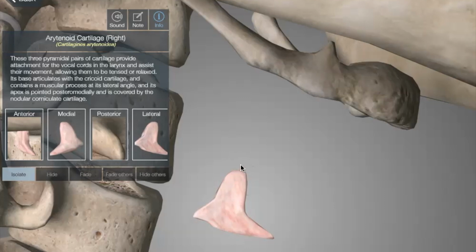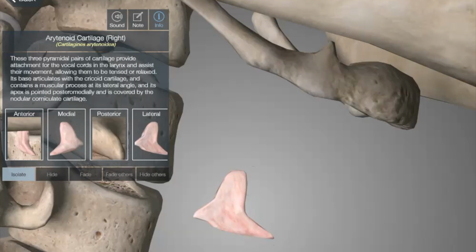It's a small one. What does the vocal process articulate with? The vocal ligaments. What does the base articulate with? The superior part of the cricoid cartilage. What does the muscular process articulate with? It articulates with the cricoarytenoid muscles.